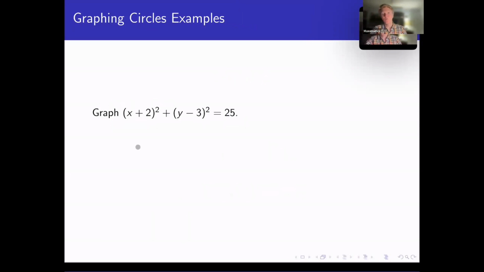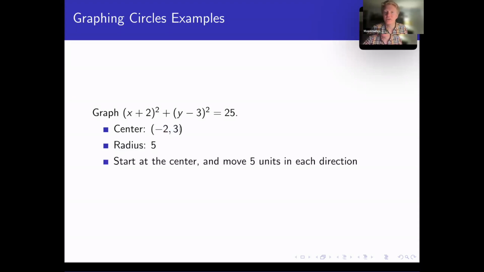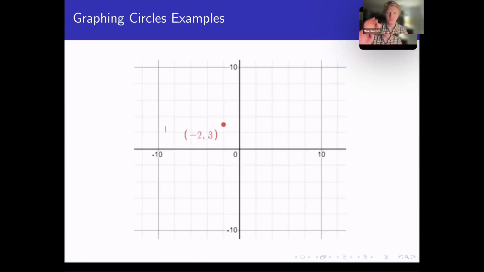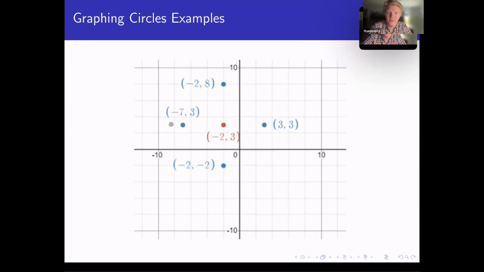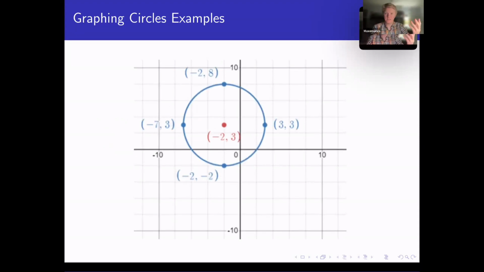Let's say we wanted to graph. Well, let's do exactly what we were just doing: extract all of the information about the circle and then go to graph it. Our center will be negative 2, comma, positive 3. The radius, well, r squared is 25, so r is 5. So what we're going to do is start from the center, negative 2, 3, and go out 5 units, the radius, 5 units in each direction. So let's plot the center, negative 2, 3. Let's go 5 units up, 5 units to the right, 5 units down, and 5 units to the left, and connect those points. And that's how we get a circle.